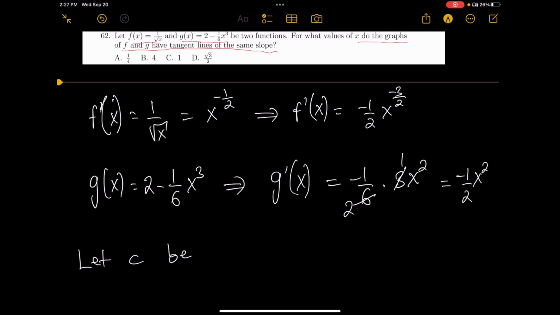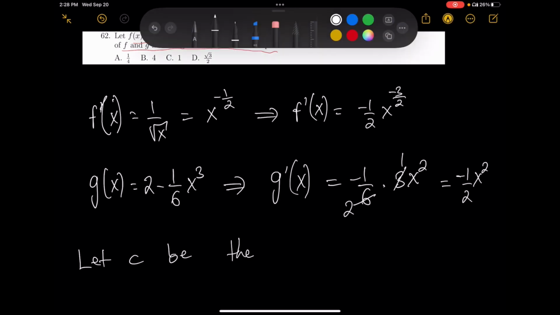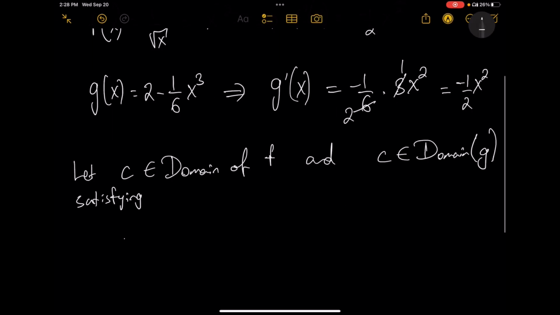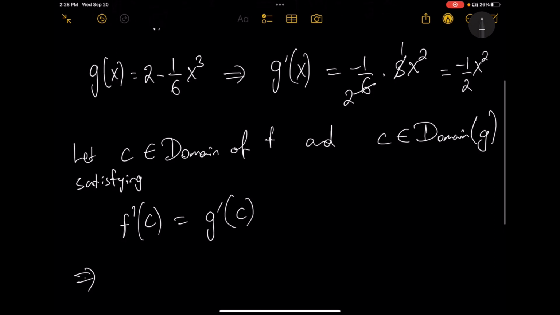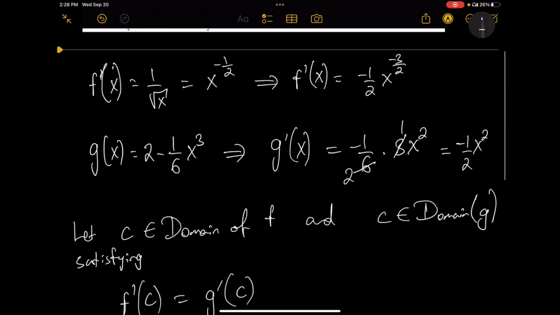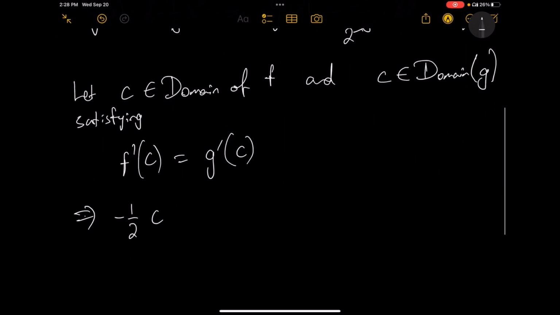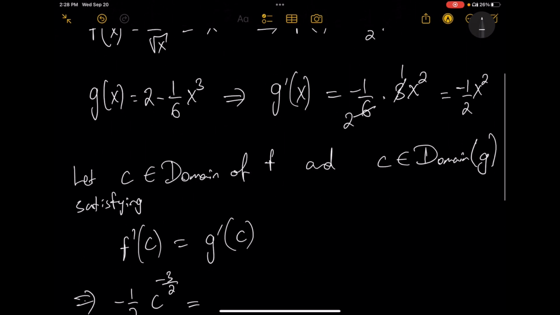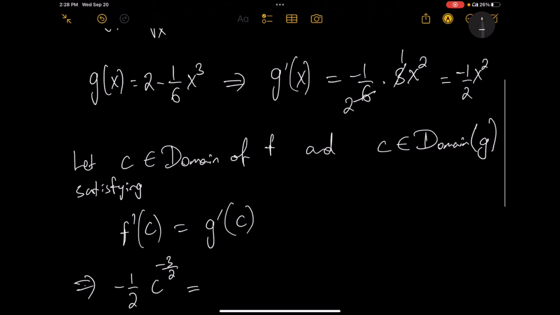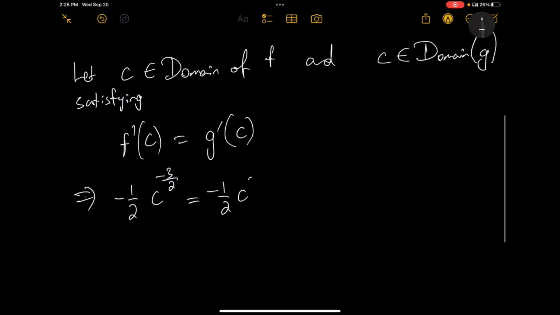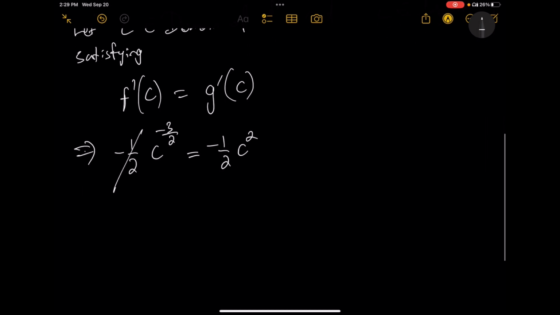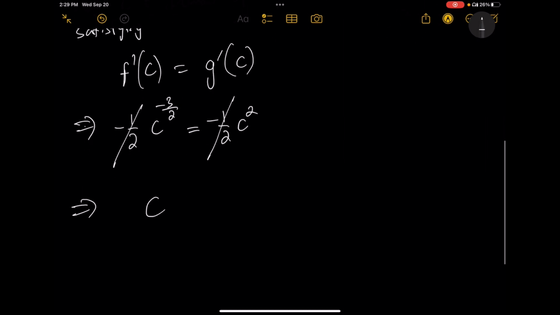Let's find the point c in the domain of these functions satisfying f derivative at c equal to g derivative of c. What is f derivative of c? It is negative 1 over 2 c to the power of negative 3 over 2. This is equal to g derivative of c, which is negative 1 over 2 c squared. The negative 1 over 2 cancel out.